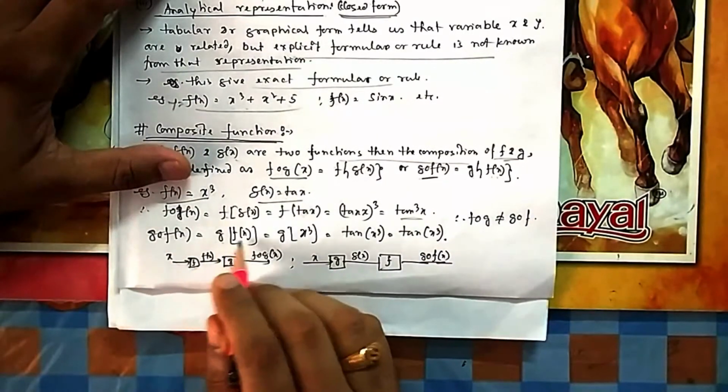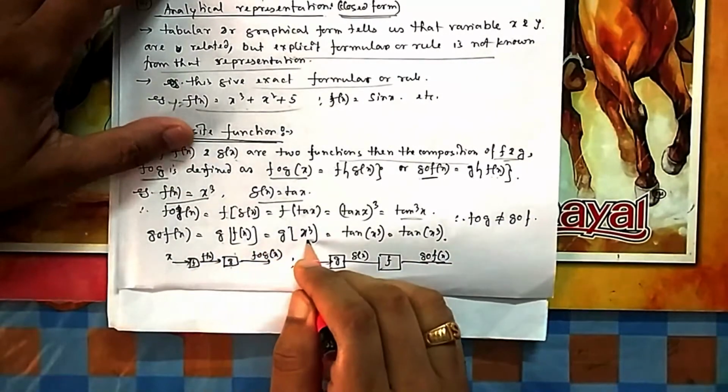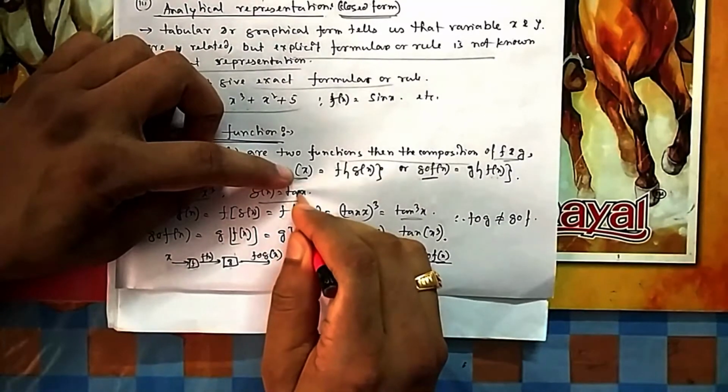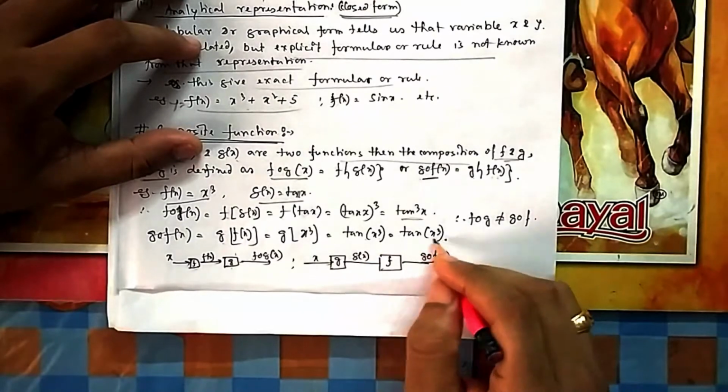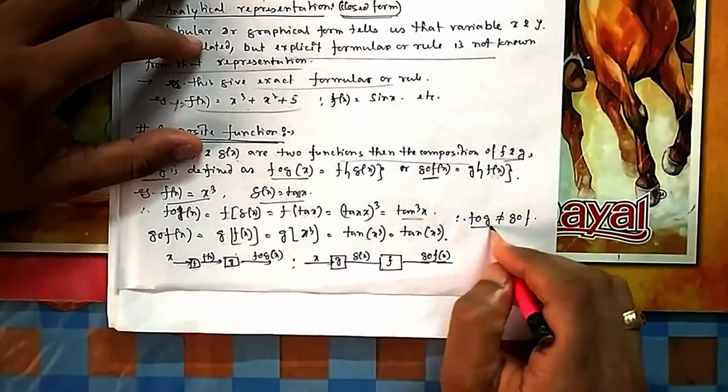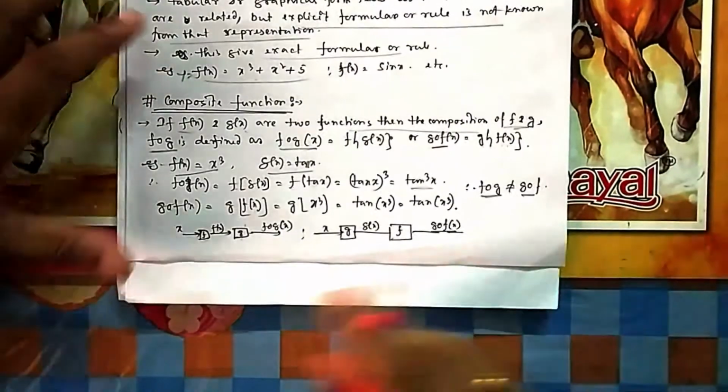What is gof, g of f of x? Here f of x is x cube. What is the purpose of g? Whatever input it gets, it takes the tangent of that. So it will take the tangent of x cube. So these two are obviously not equal. So fog and gof are not equal.